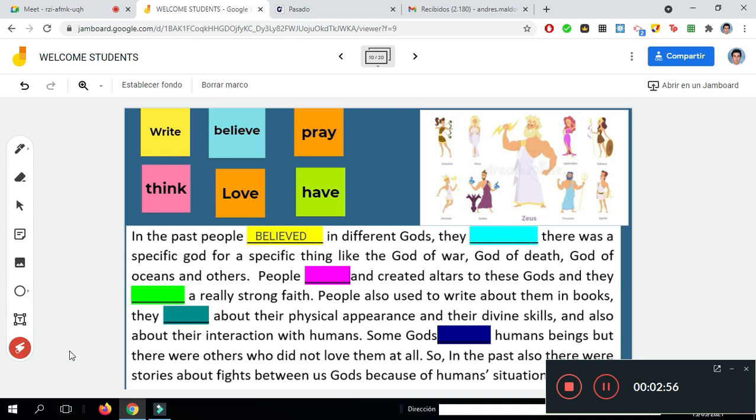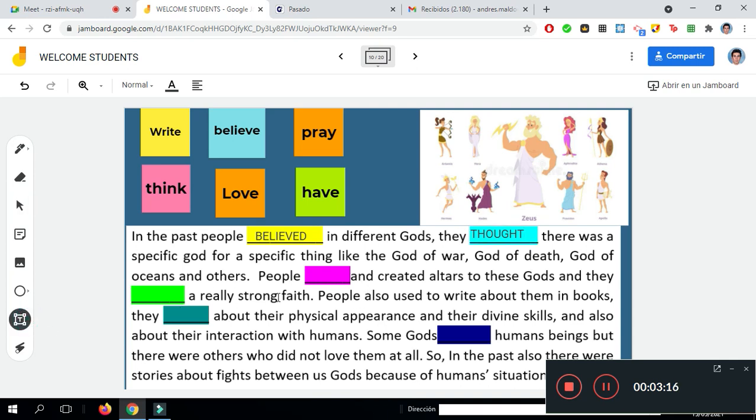In the past, people believed in different gods. They, in this case, the correct verb is the verb think. The past tense of think is thought. It's an irregular verb. They thought there was a specific god for a specific thing, like god of war, god of death, god of oceans, and others.